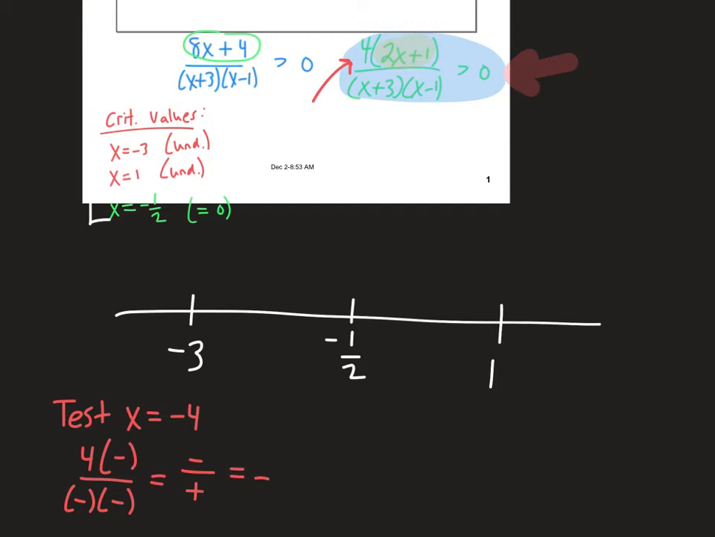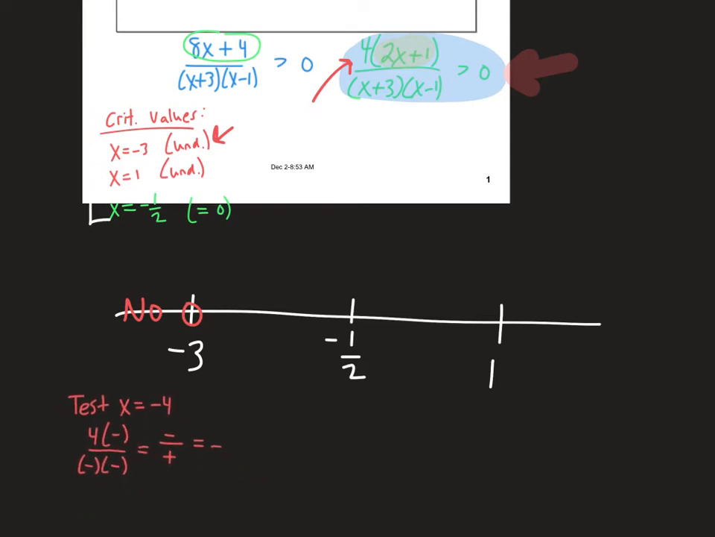So in this case, is that greater than 0? And the answer is no. That interval does not work. The endpoint, -3 itself, also does not work because, remember, that caused the expression to be undefined. Okay, let's test something in the second interval. If we wanted to test a number between -3 and -1/2, let's test, for example, -1. We test x equals -1.